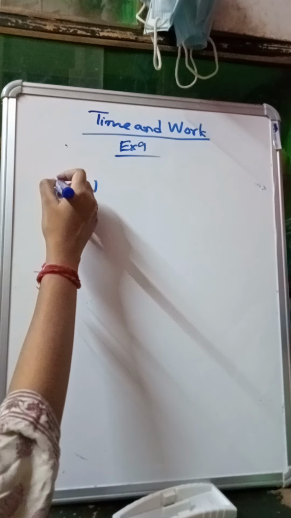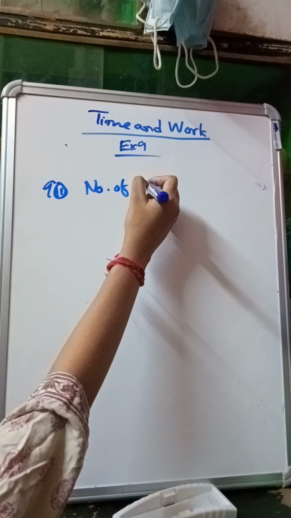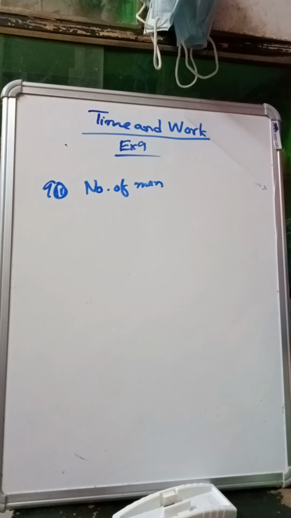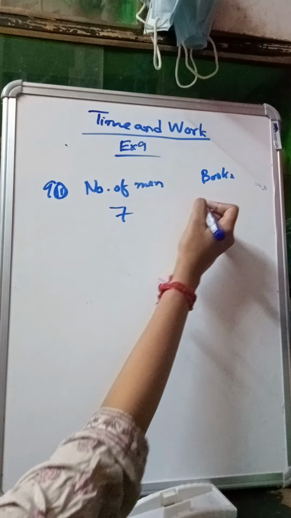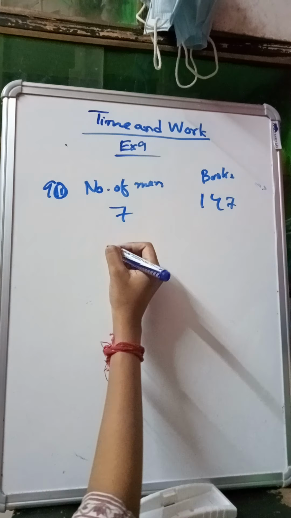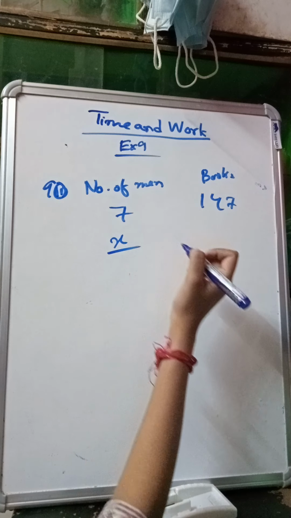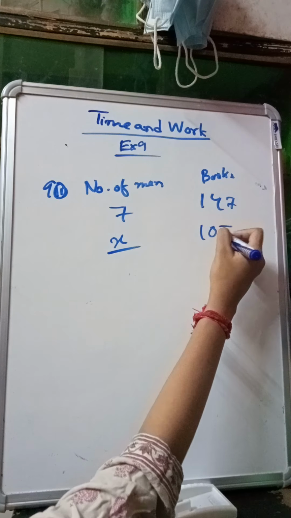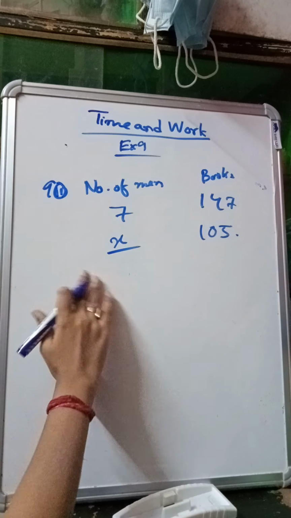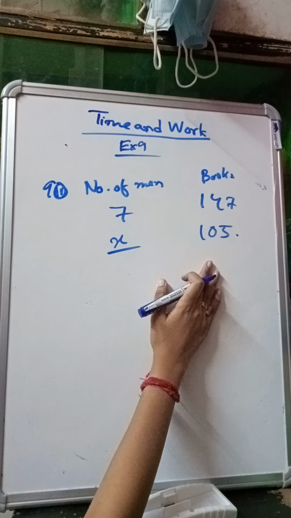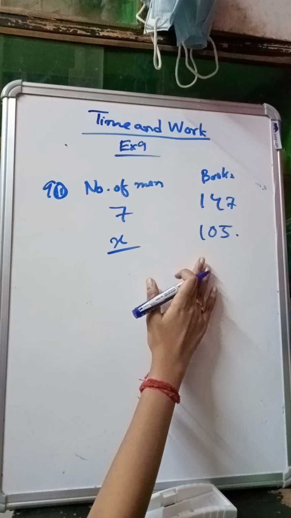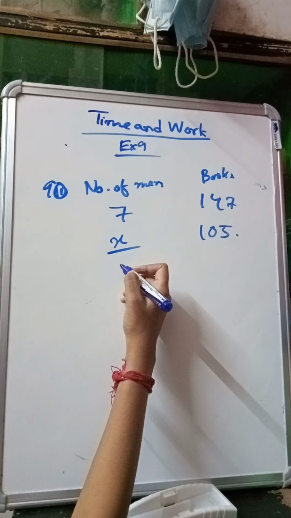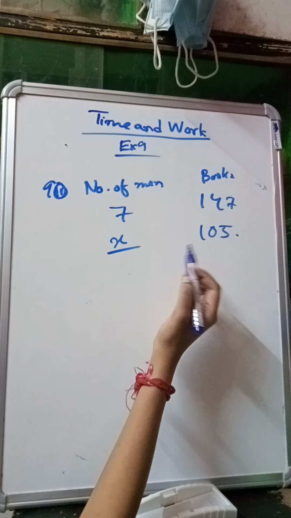Suppose this is Q2. Okay, so number of men and books. For 7 men can bind 147, and this we do not know, so we are putting it x. And this is 105. So this is the number of men and this is the books. We can say this is the work that we have to do. So this is the amount of work. And what is the relation between number of men and the amount of work? There is a direct relationship.